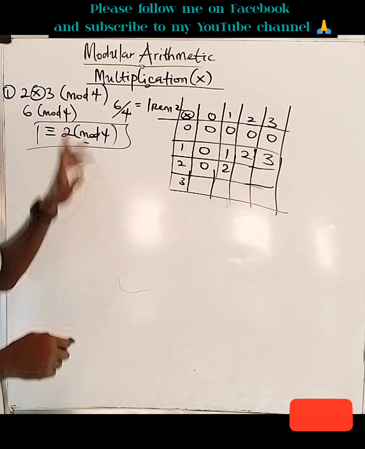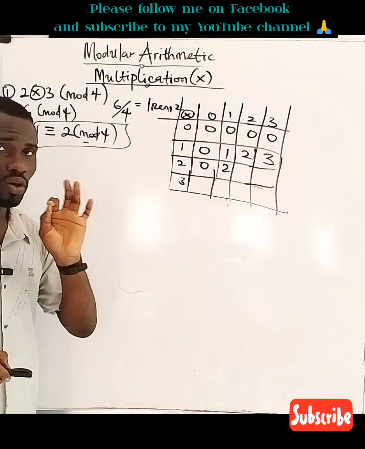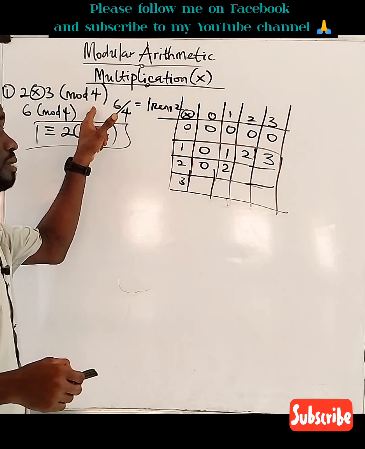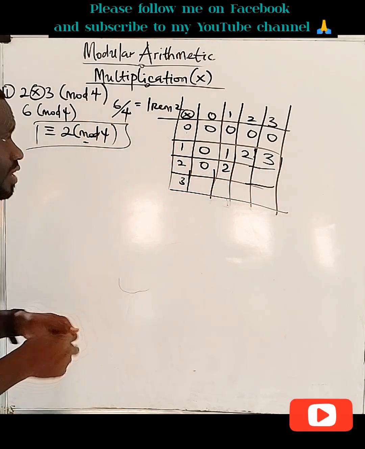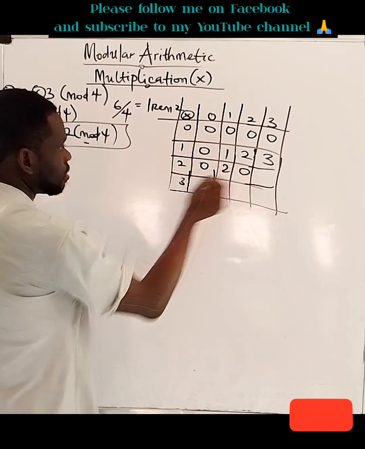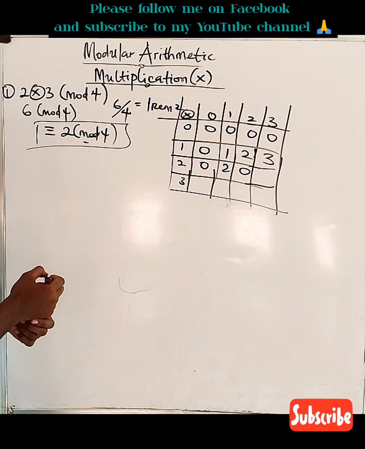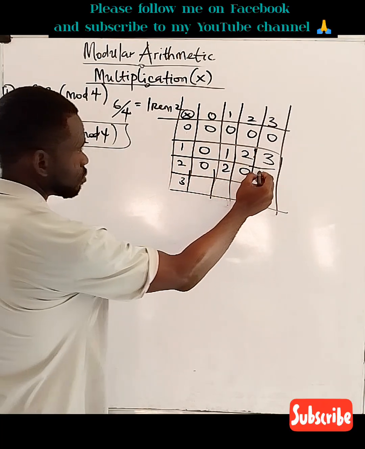Don't forget, when we talk about modulo 4, none of the results must be up to the modulo we're talking about. So 2 times 2 is 4. We can write 4 down and break it down: 4 in 4 is 1, so that gives us 0. 2 times 3 is 6. 4 in 6 gives us 1, remainder 2. So write down our 2.